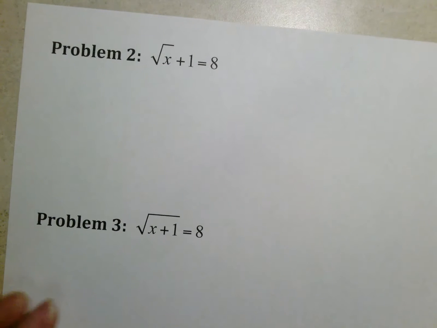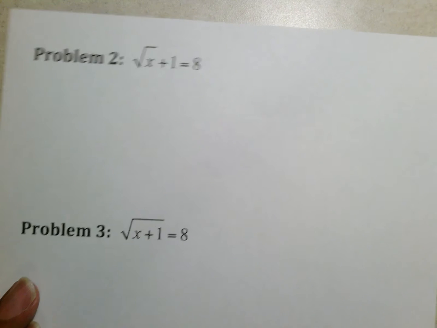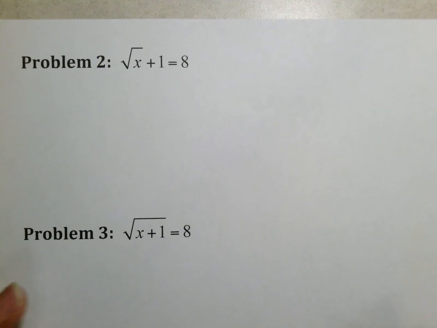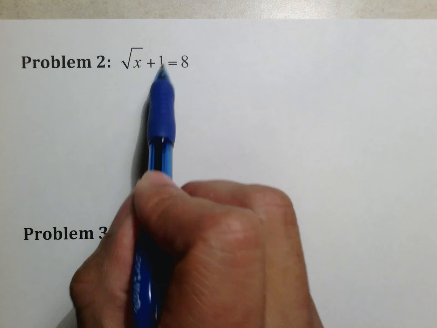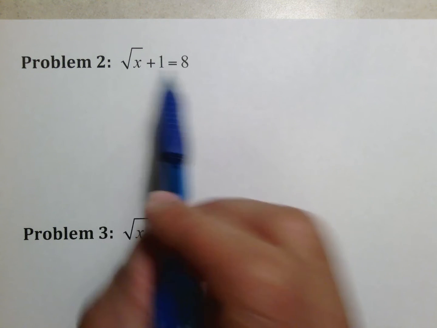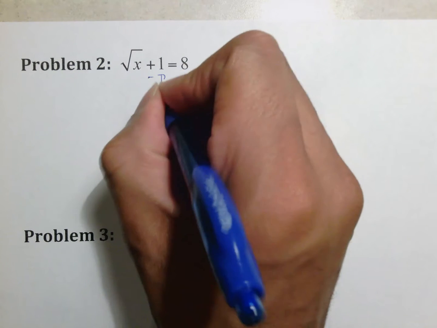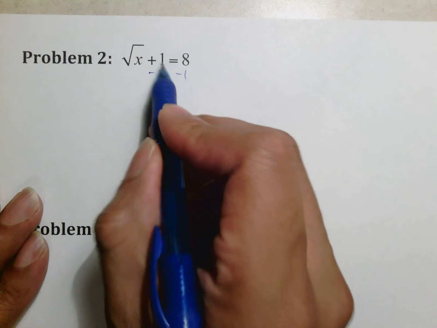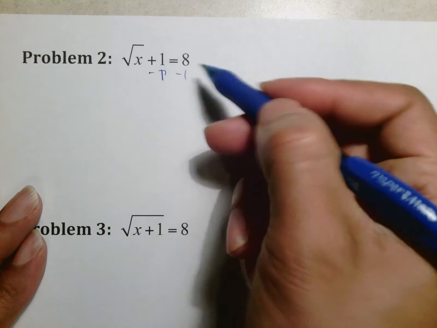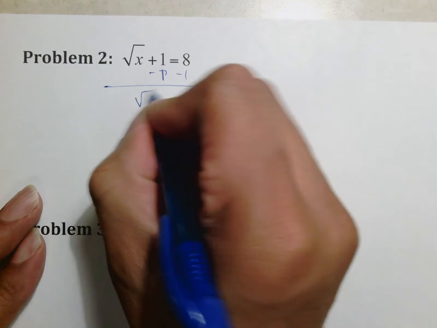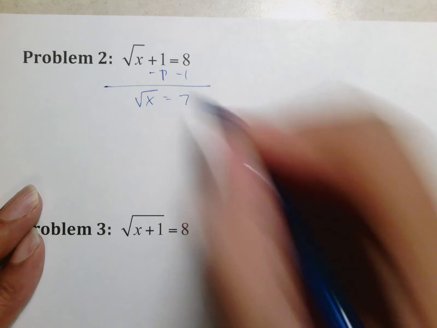Again, it's just a game of moving in to the actual root. Square root of x plus 1 equals 8. Notice that x is inside the shell, but the 1 is not. Because the 1 is not in the shell, the first thing we're going to do is get rid of the 1. It's the furthest thing from x. So we work our way in by subtracting 1. We bring down square root of x equals 7.